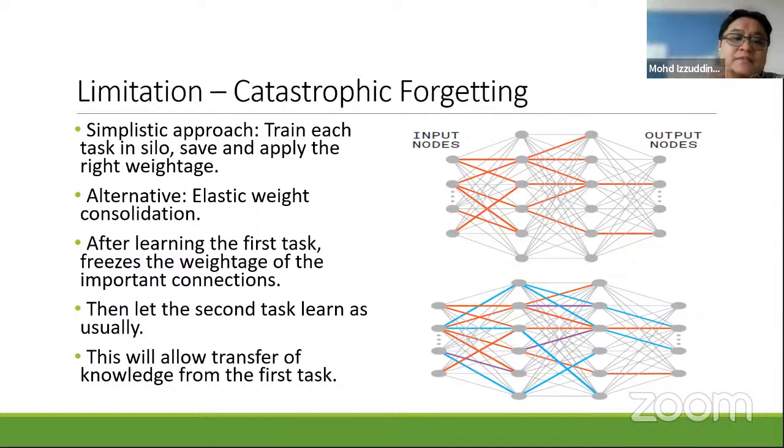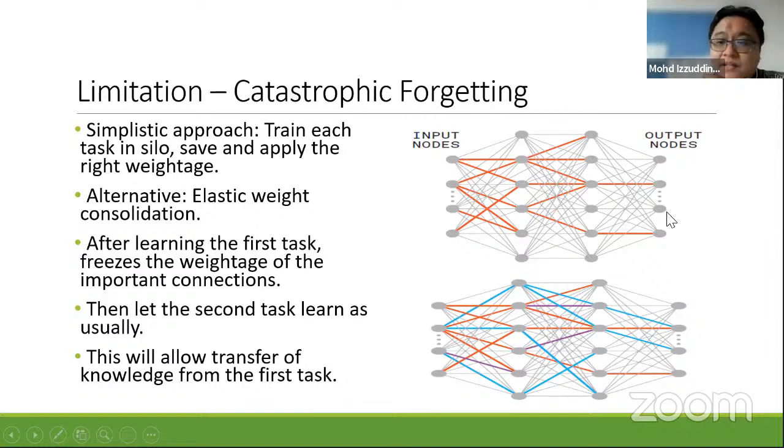So alternatively, we have a very elegant approach here. They call it elastic weight consolidation. Okay, so what is elastic weight consolidation? Don't worry, we're going to finish very soon. I will not take a lot of your time. Don't worry.